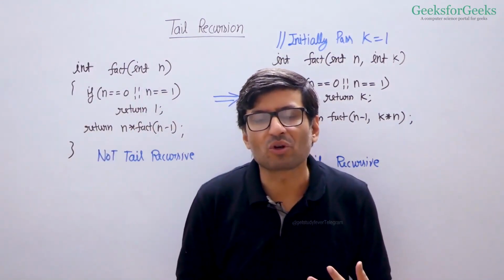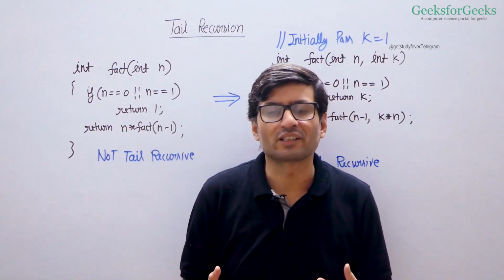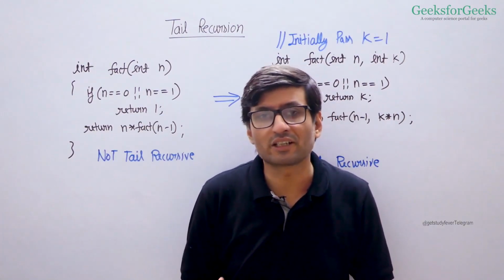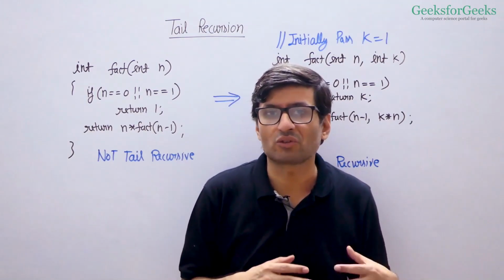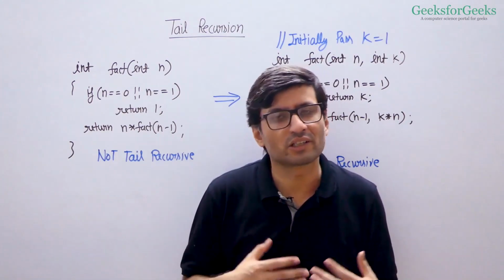In this video, we have talked about tail recursion. It's good to have tail recursive functions because they're optimized by modern compilers and they take less time and less auxiliary space compared to their equivalent non-tail recursive functions.